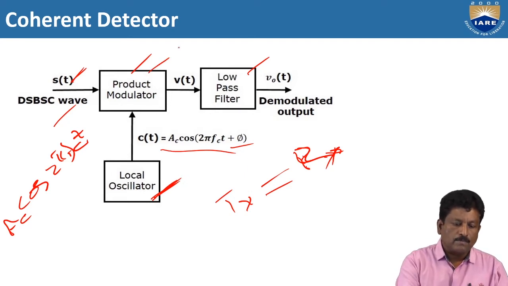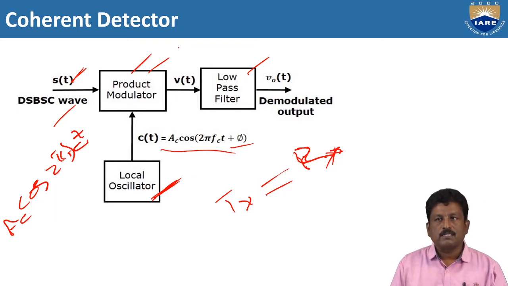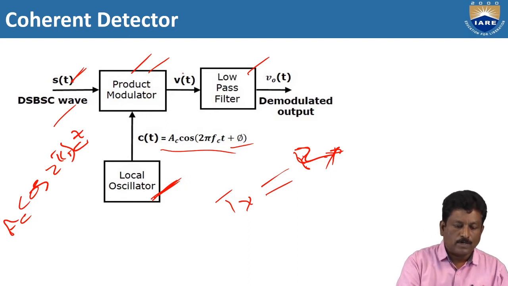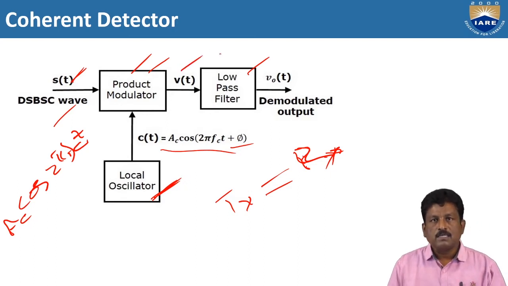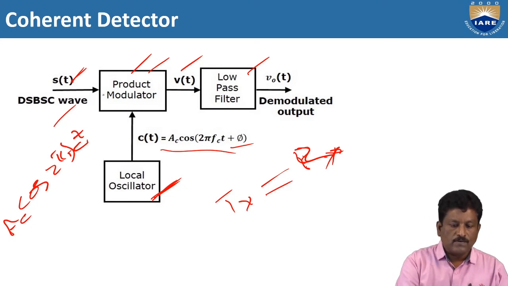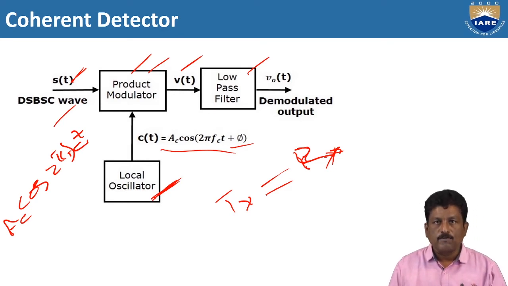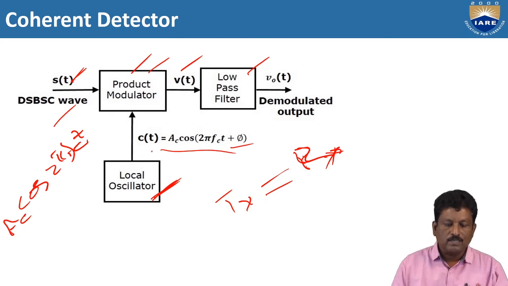Now the function of the product modulator. What is the meaning of product? It takes the multiplication of the given two inputs. That is the multiplier. So the output of the product modulator v(t) is the product of both input signals, s(t) and c(t). The input signals applied to the product modulator are the received modulated wave s(t) and the carrier signal c(t), and this product is given by v(t).